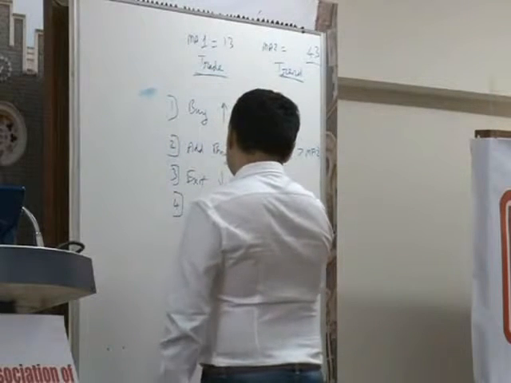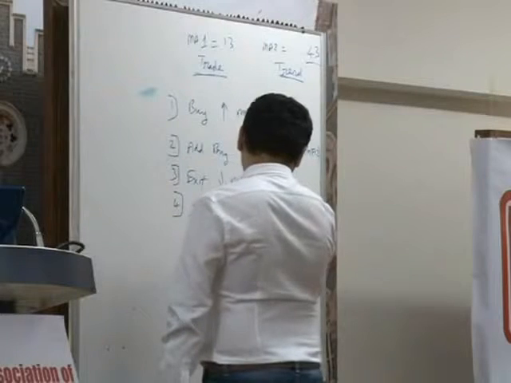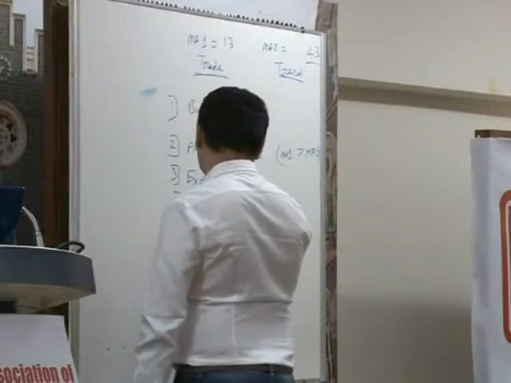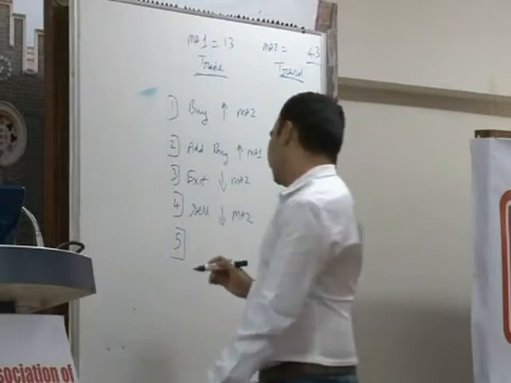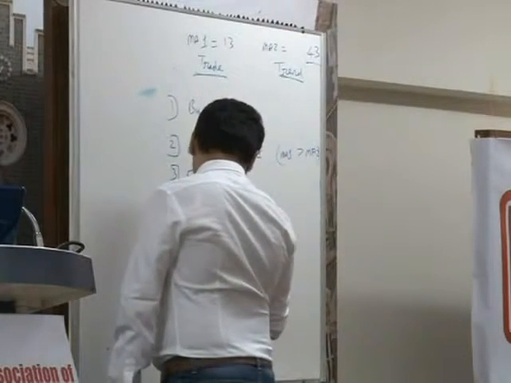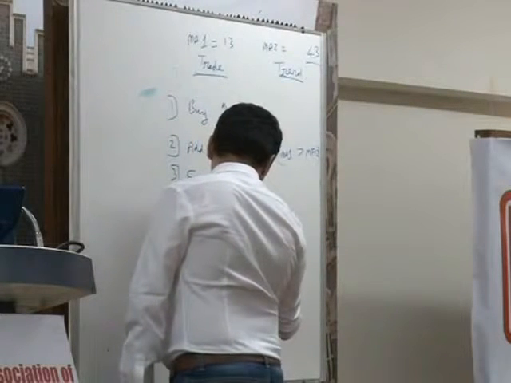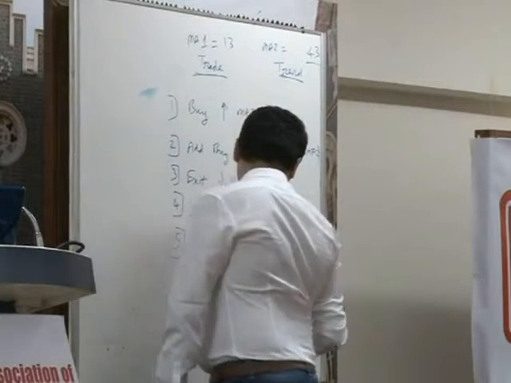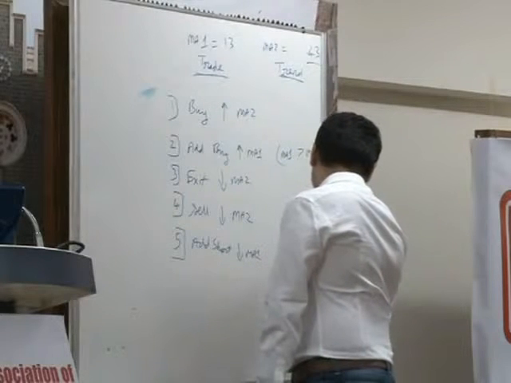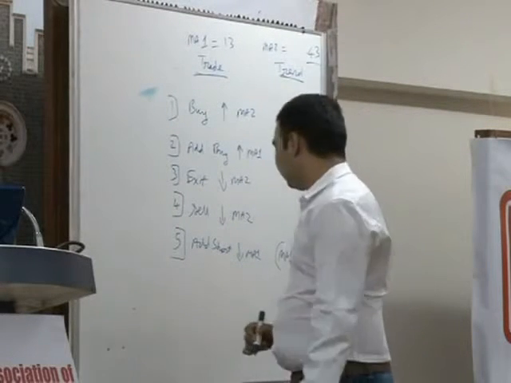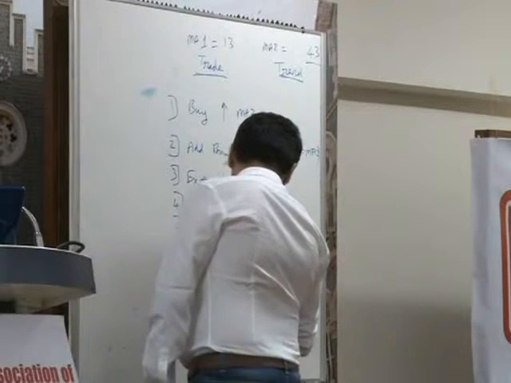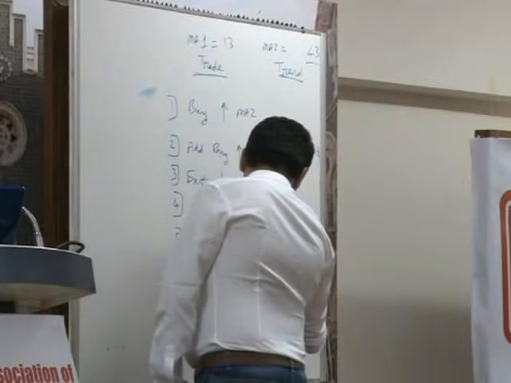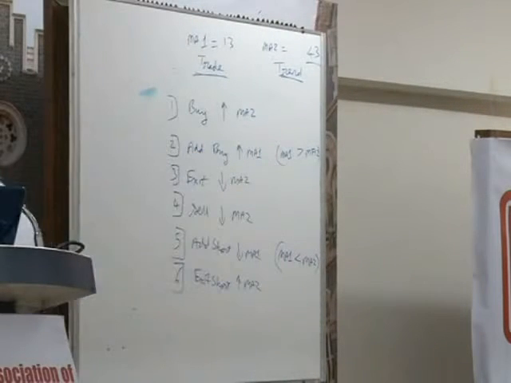4. Sell short below MA2. Exit at MA1 or MA2? MA2. Exit below MA2. Sell short below MA2. 5. And short below MA1, provided MA1 is less than MA2. And 6. Exit short above MA2. Okay, simple rules. Now let's go through them.